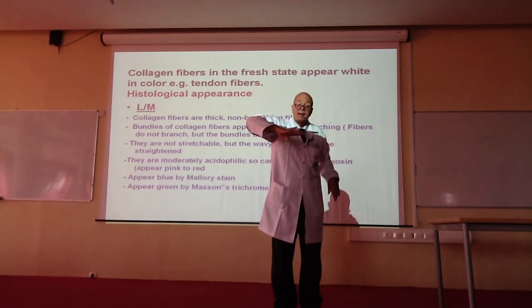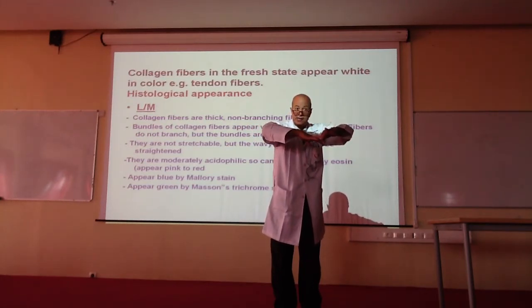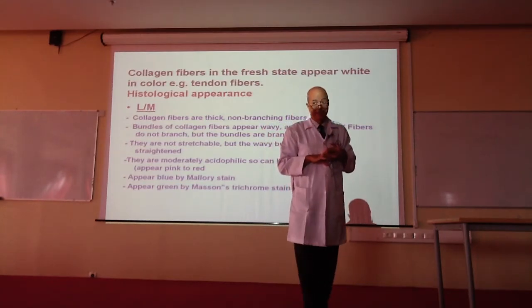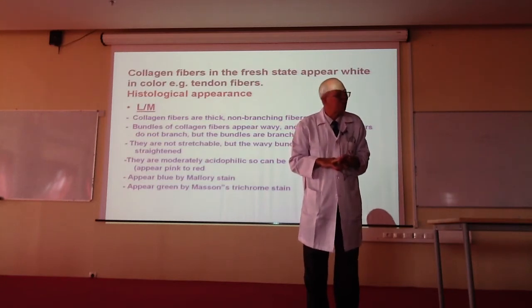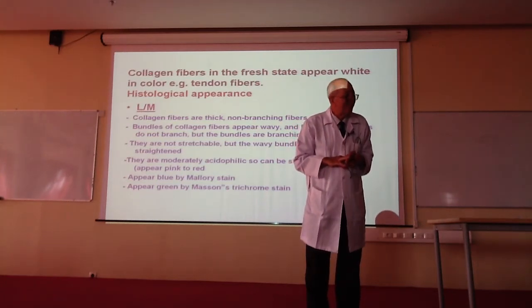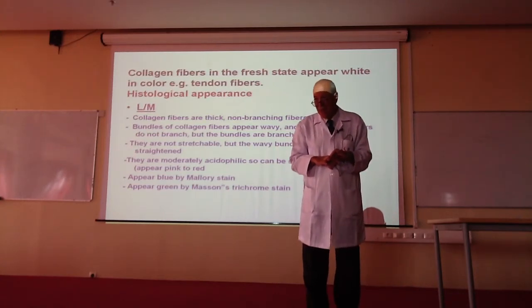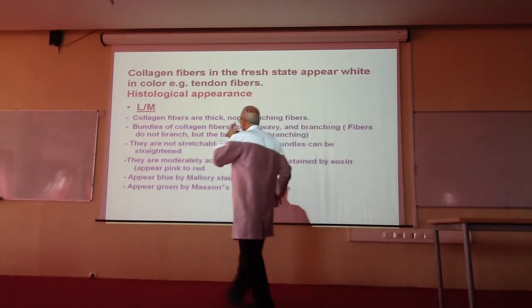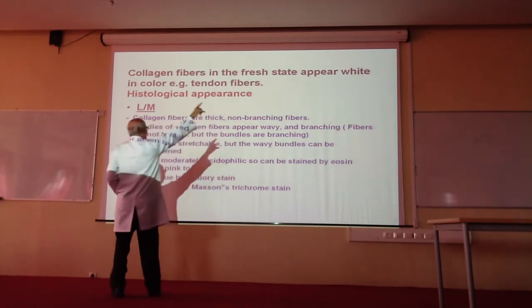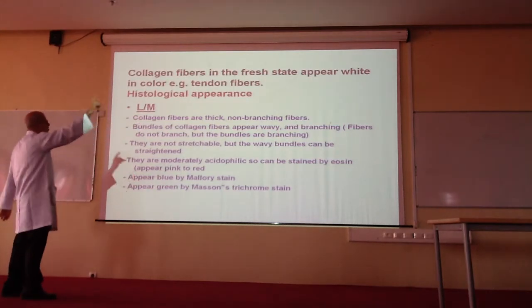The wavy bundle may branch. When it branches, some of the fibers go in this direction and the others go in this direction. So what branches, the fiber or the bundle? Not the fiber. So collagen fibers are non-branching, but they form bundles, and the bundles may branch. The collagen fibers are thick, non-branching fibers. Bundles of collagen fibers appear wavy and branching.